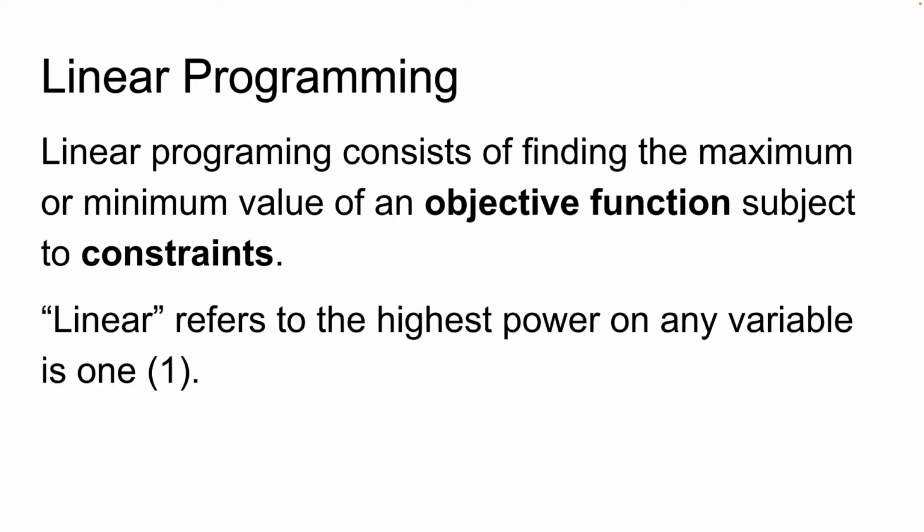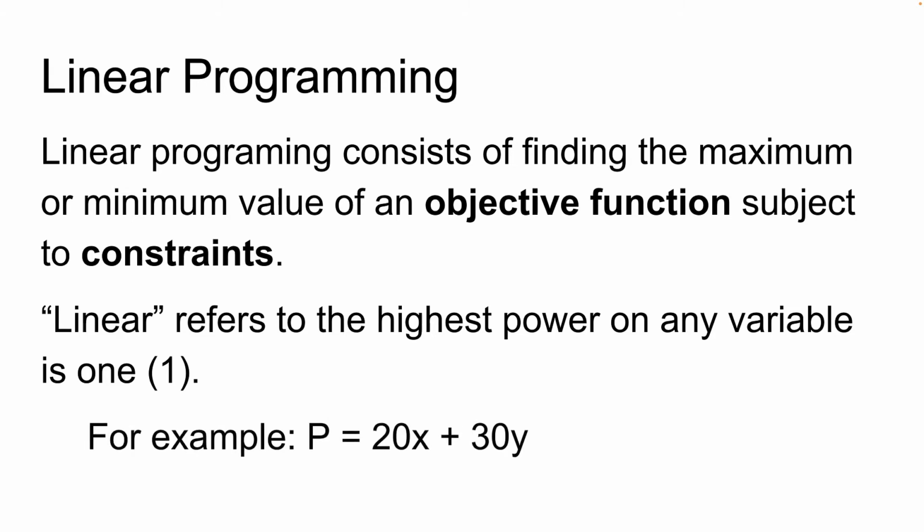The phrase linear refers to the fact that the highest power on any variable is 1. So for example, you could have a function such as p equals 20x plus 30y. If you notice, all of the exponents on these variables are just 1. If you had an x squared or a y squared or anything of a higher power, then typically you would use calculus to find the optimal solution.